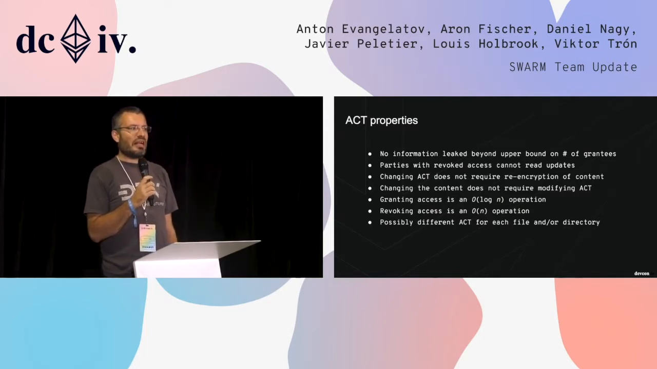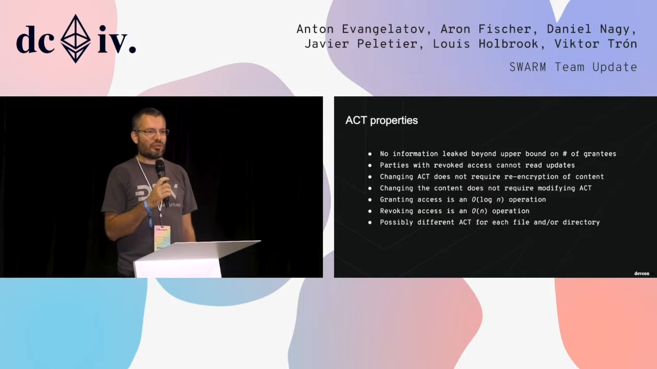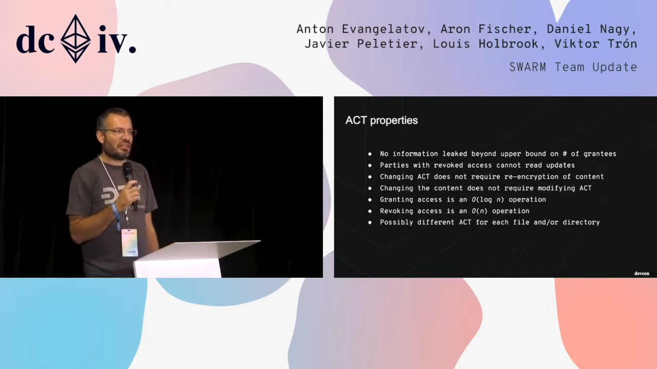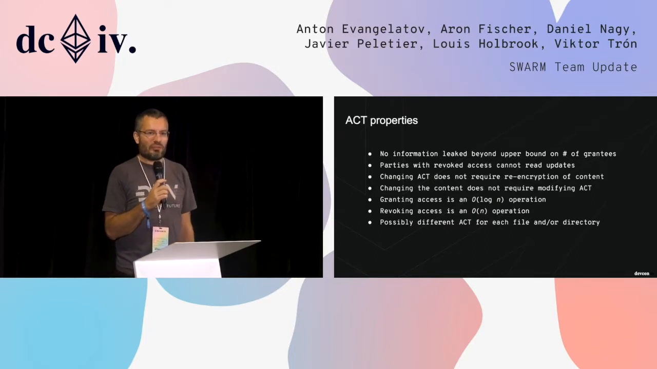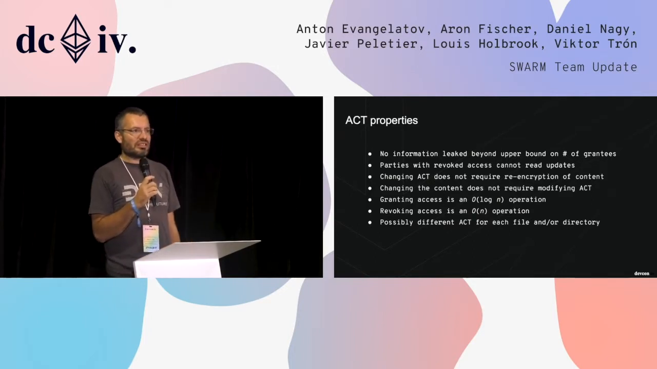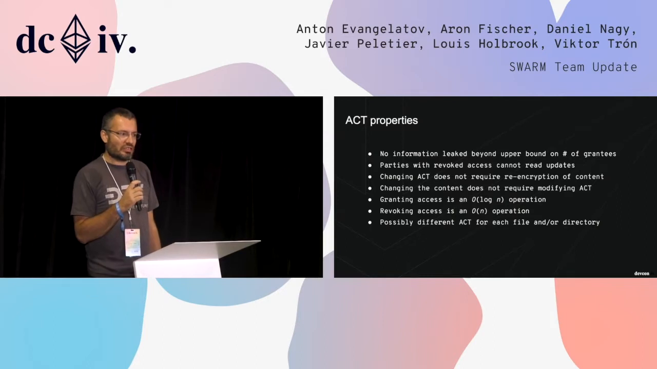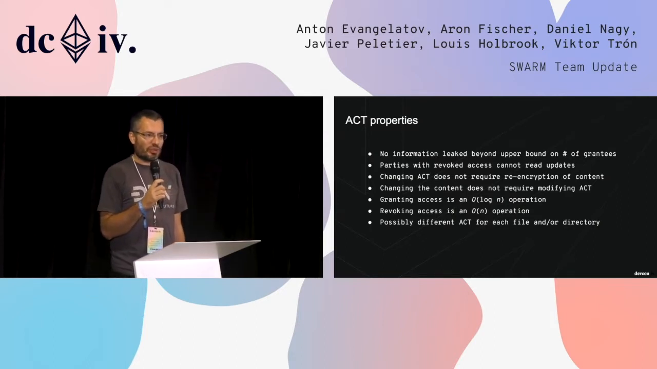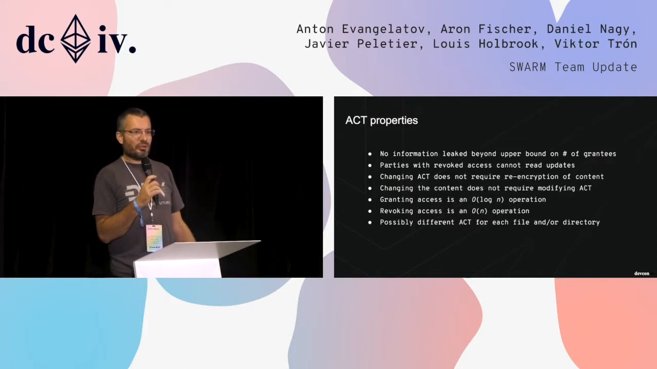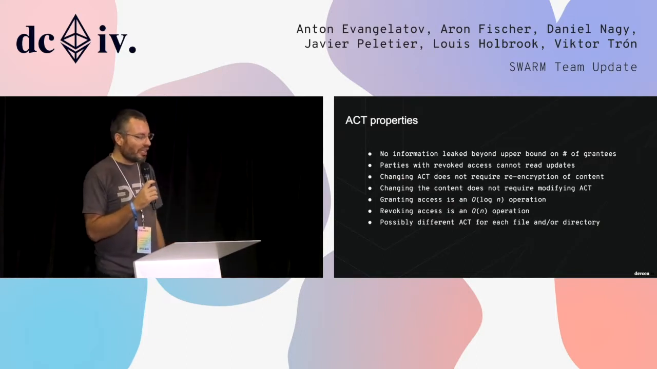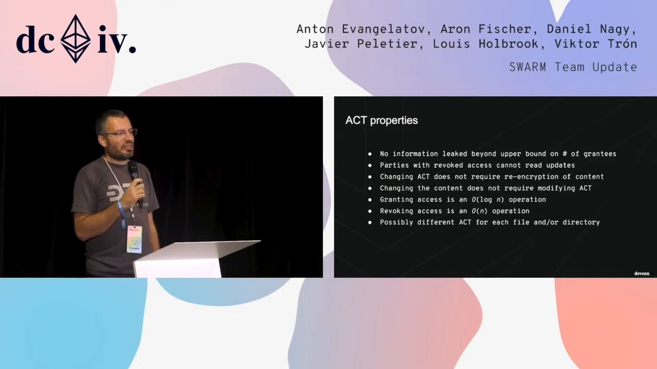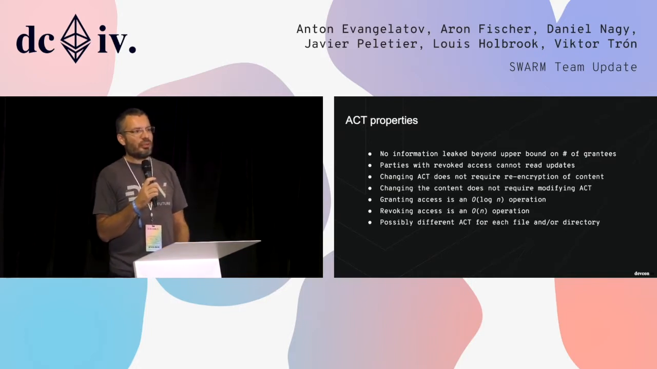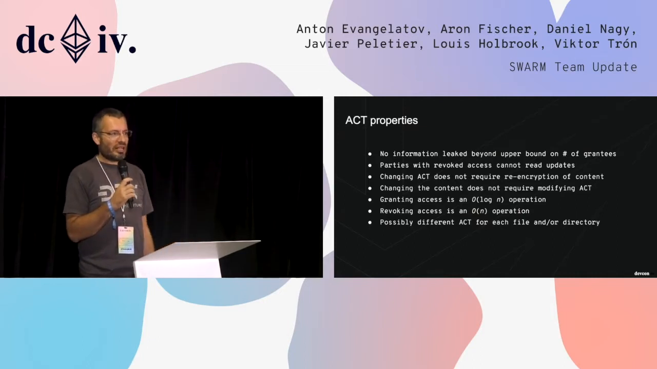So anybody who can access the access control trie can have an upper bound on how many items are there, but beyond that, they have no clue how many users can actually access it and who those are, even if you're one of them. You can only check whether or not you're one of them, but you cannot peek into other people's permissions. Very importantly, since access means ability to decrypt, you cannot really withdraw access.